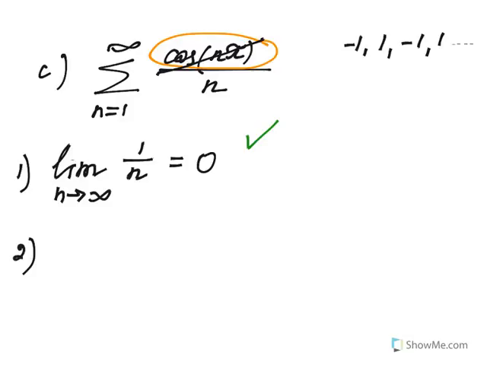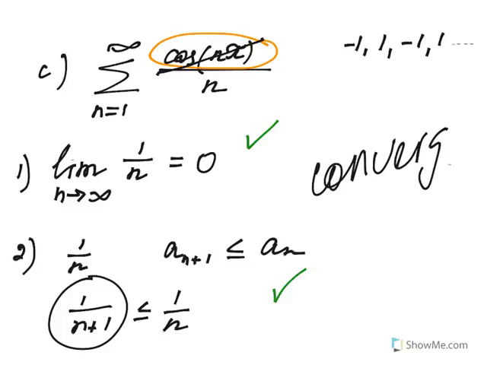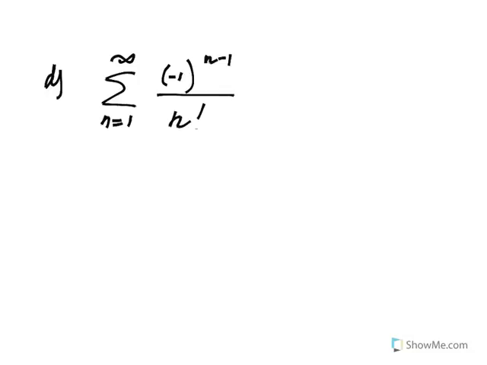Your sequence 1 over n is supposed to get smaller. It should be decreasing. So let's see. The condition is this inequality is supposed to work. Let's see if it works. If you add 1, obviously the whole fraction becomes smaller. So yes, it does work. So that means this series converges.